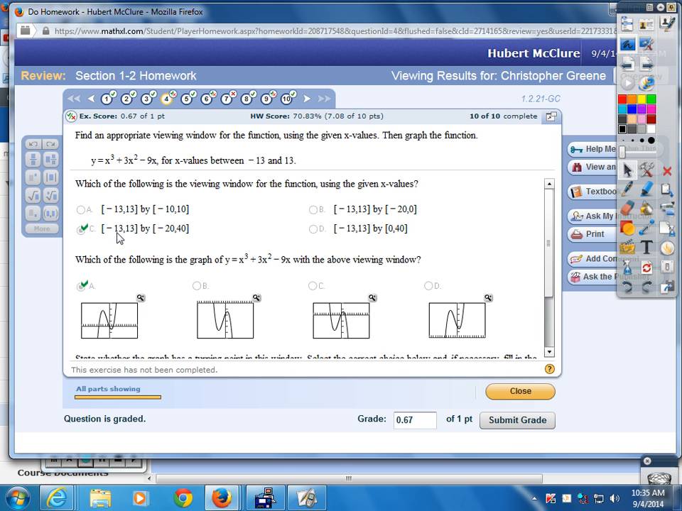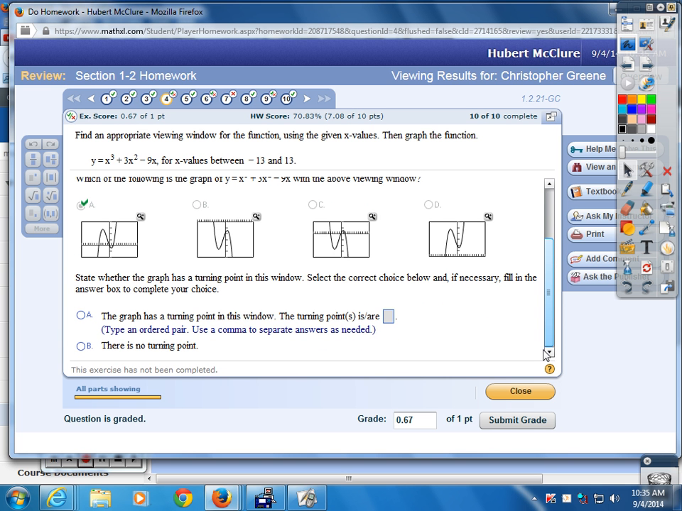Negative 13, 13 by 20, 40. Yes, you go negative 13 to 13 by 10 and 20. No, you can't do that. That's going to be too small. That's going to be too small. So that's why you do that. You got that right. Which of the following is, and you can do that on the graph. So what part did you not get correct?